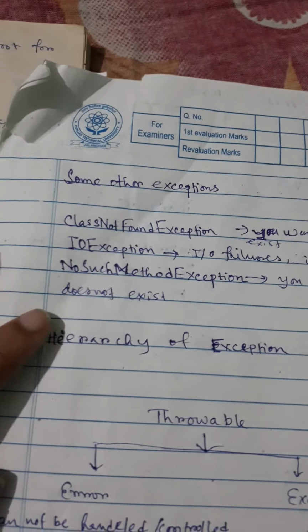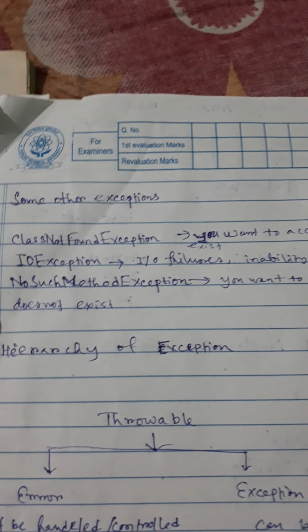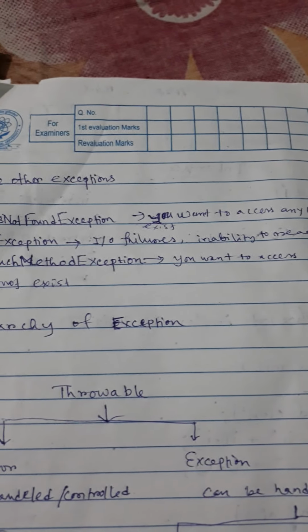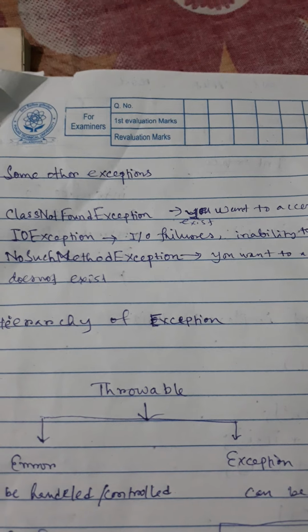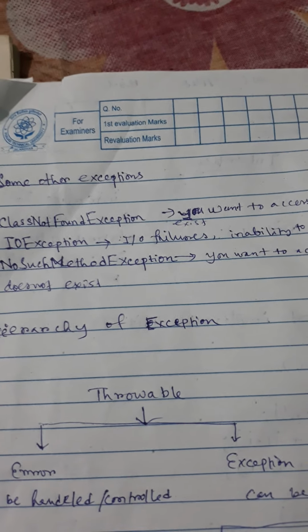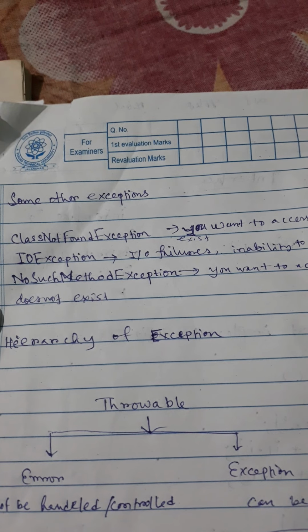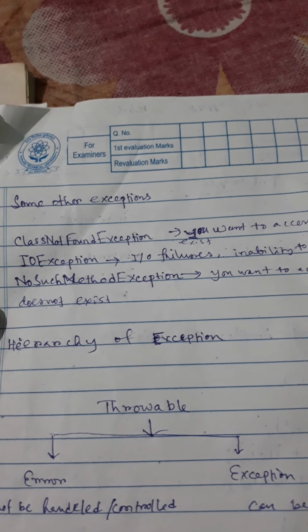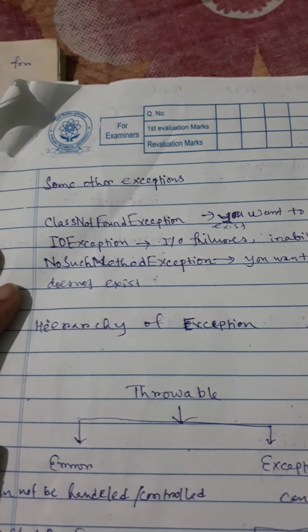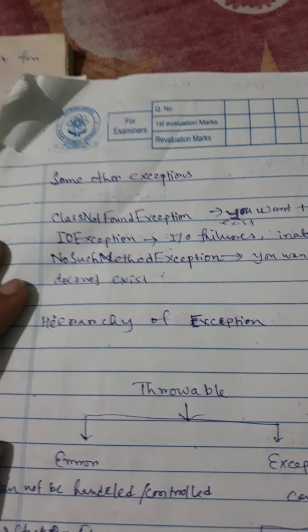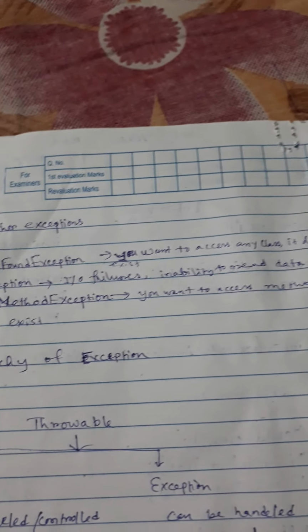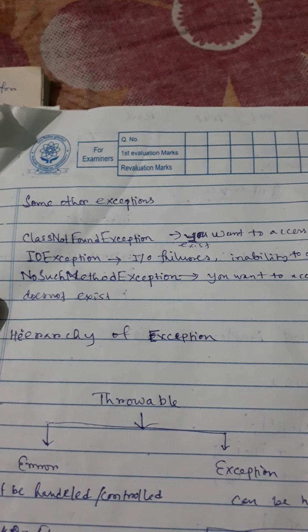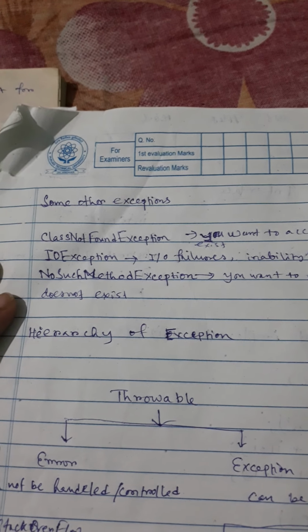Some other types of exception are class not found exception, IO exception, and no such method exception. Suppose you want to access a class but it doesn't exist, so it will show the exception class not found exception. In the same way, IO exception: if you want to read some data but you are not able to read it, it will show IO exception. And another exception is no such method exception. Suppose you want to access a method but it doesn't exist in your class, so no such method exception will occur.